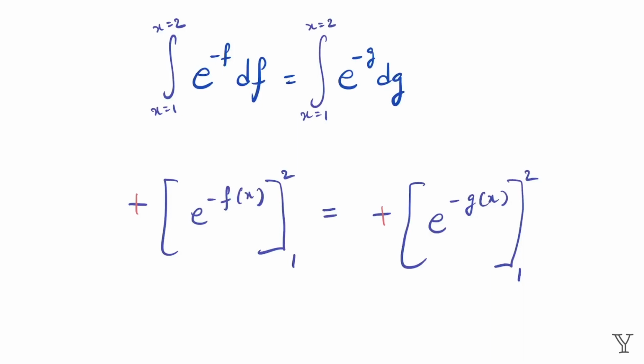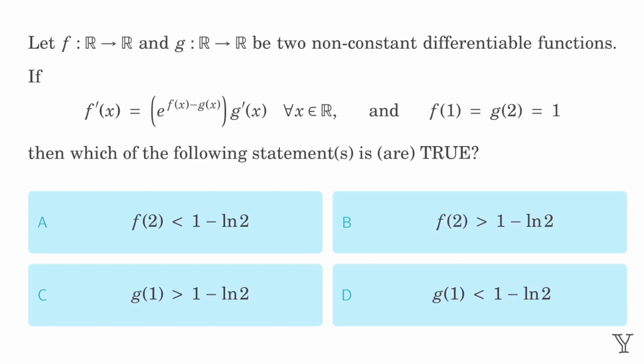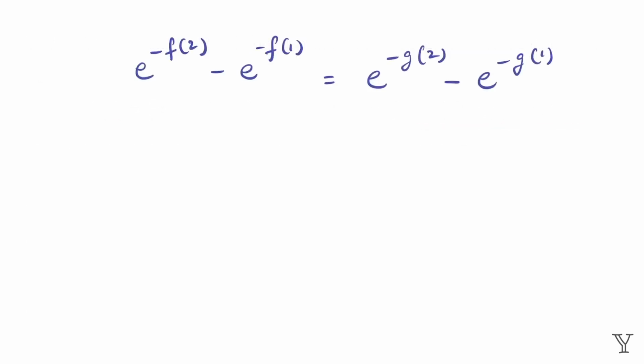We'll just get rid of the negative sign on both sides. And now we have e to the negative f of 2 minus e to the negative f of 1 is equal to e to the negative g of 2 minus e to the negative g of 1. Recall that the problem tells us that f of 1 and g of 2 are both equal to 1. We now see that e to the minus f of 1 and e to the minus g of 2 both become e to the minus 1, which is 1 over e.